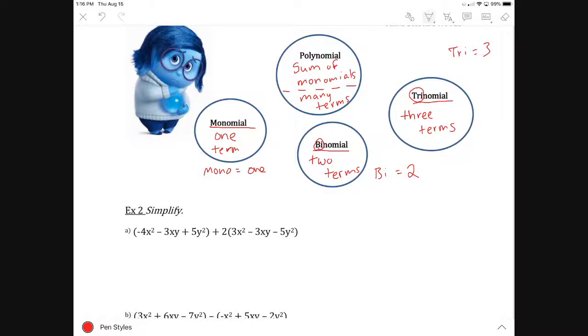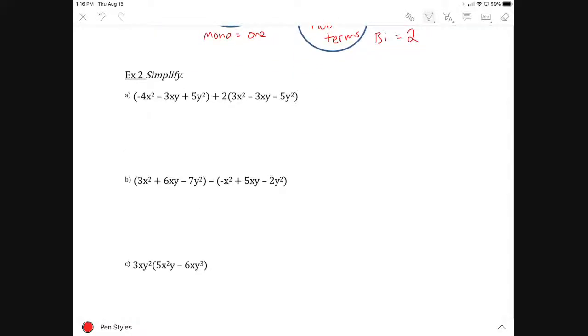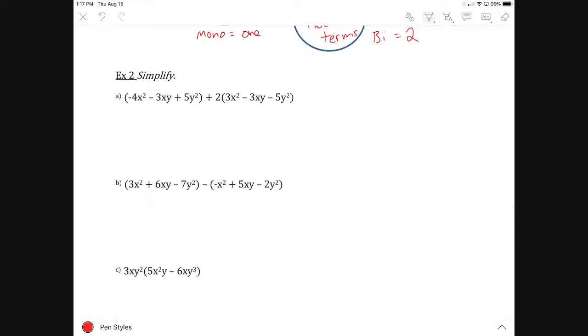Okay, so now that we know the basic terms and what they mean, we're actually going to be simplifying and then determining whether it's a trinomial, binomial, monomial, or a polynomial, meaning many terms. So the first thing is we're going to distribute that 2 in. We have to simplify this down. We see that there's an x squared, an xy, and a y squared. Those are the 3 different terms we're dealing with. So we're going to distribute that 2.